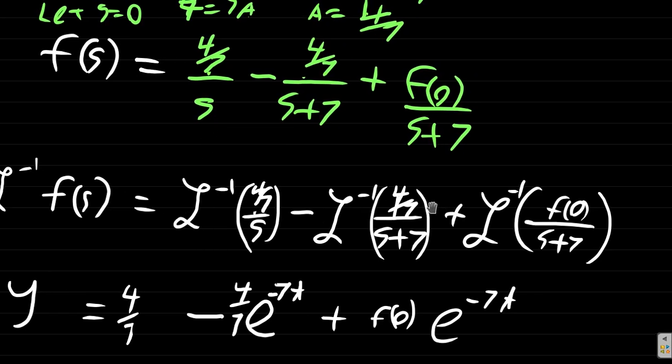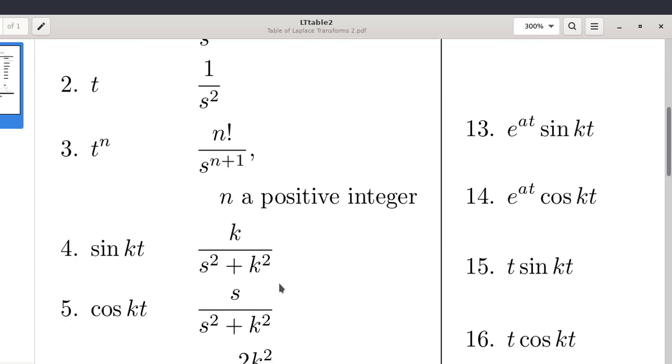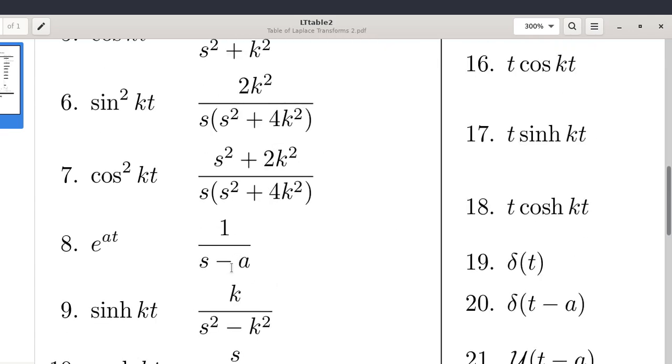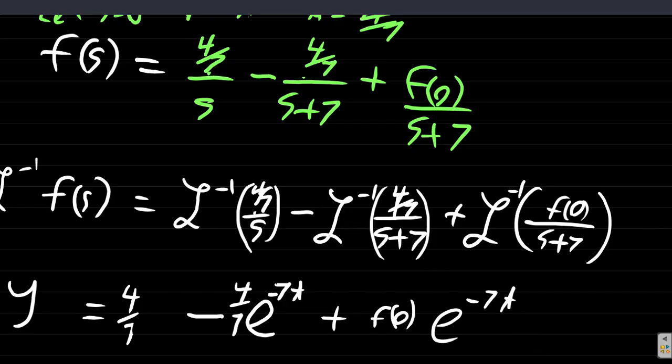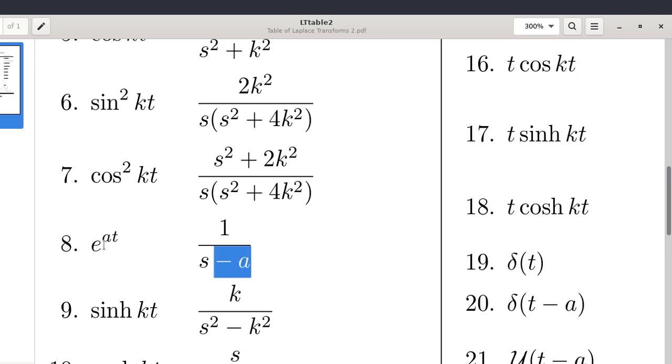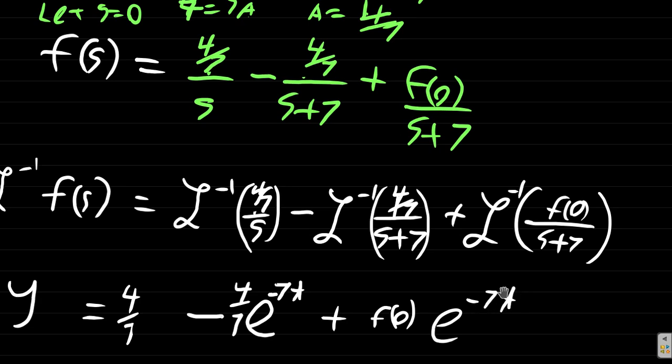Then the inverse Laplace transform of 4 over 7 divided by s plus 7 is 4 over 7 times... Now we look for an s plus something. It's s plus negative a, in this case, s minus a. So it would be e to the at. So that means this a would be the 7 that we have. This a was negative, you have it e to the positive over here. So when this a is positive, you should have it e to the negative. So it's e to the negative 7t. Alright?